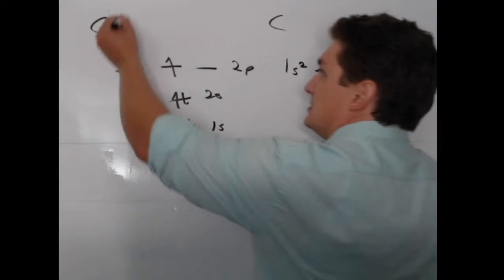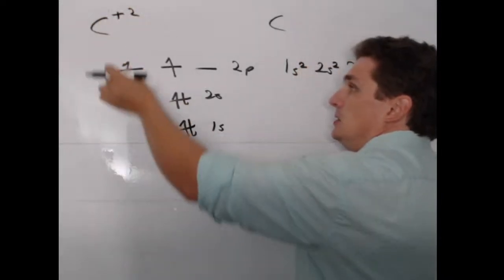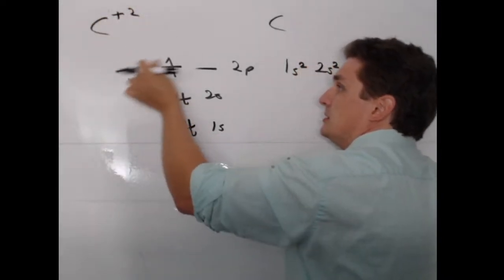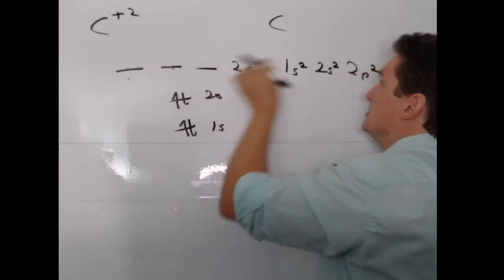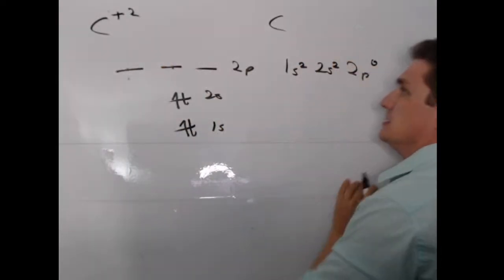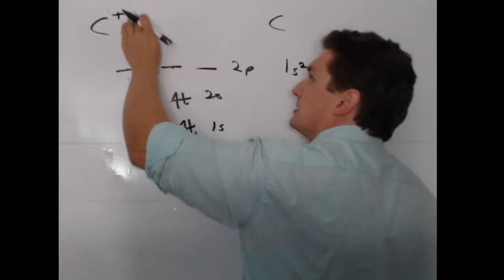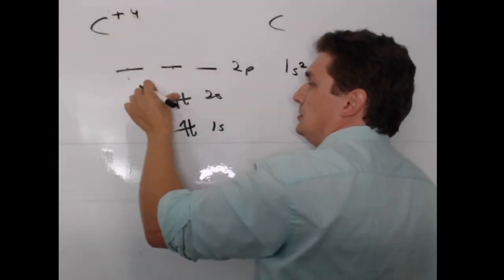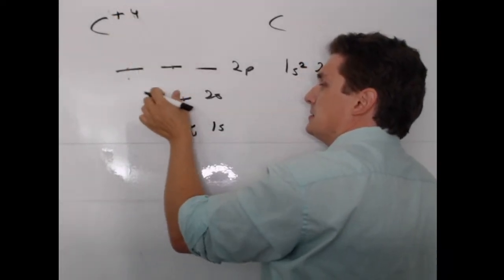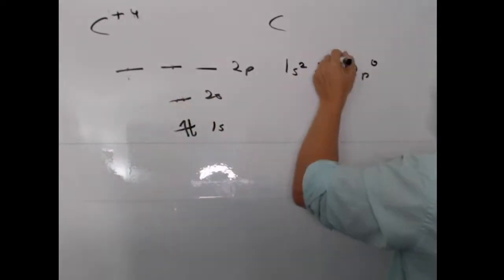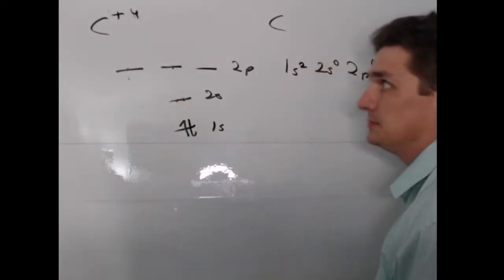So for carbon plus 2, we just eliminate 2 electrons, and we start out with the highest energy electron. So this would put us at 2p0. If we had carbon plus 4, we would lose an additional 2 electrons. So we'd have 2s0, 2p0.